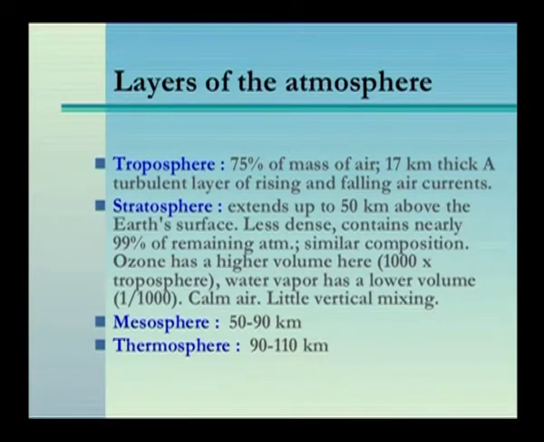The layers of atmosphere: troposphere is about 75% of mass of air, 17 kilometers thick, a turbulent layer of rising and falling air currents. Stratosphere extends up to 50 kilometers above the Earth's surface. It's obviously less dense, contains nearly 99% of remaining atmosphere, similar composition that is. Ozone has a higher volume here. Water vapor has a lower volume, calm air, very little vertical mixing. Mesosphere is about 50 to 90 kilometers and thermosphere 90 to 110.